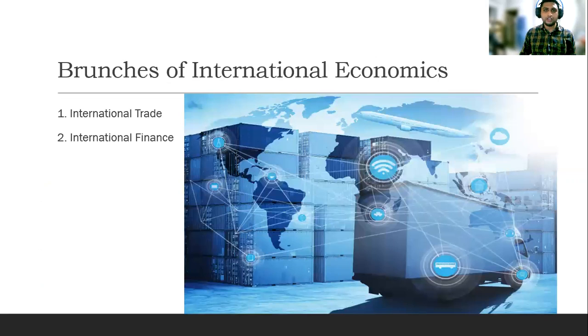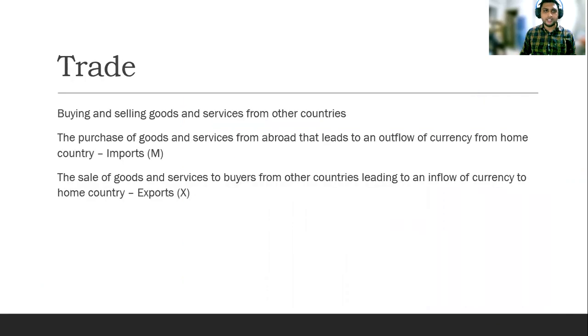There are two branches of international economics. One is international trade and another is international finance. Buying and selling goods and services from one country to another is called the international trade.